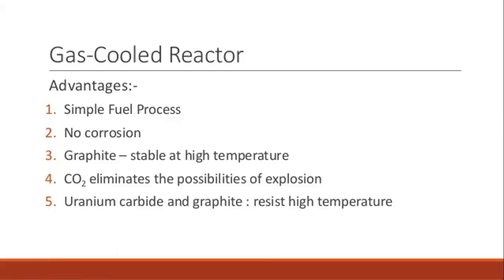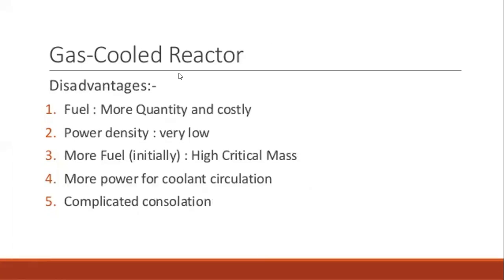By usage of CO2, it eliminates the possibility of explosions. Next, uranium carbide and the graphite restrict the high temperatures. These are some of the major advantages in the case of gas cooled reactors.